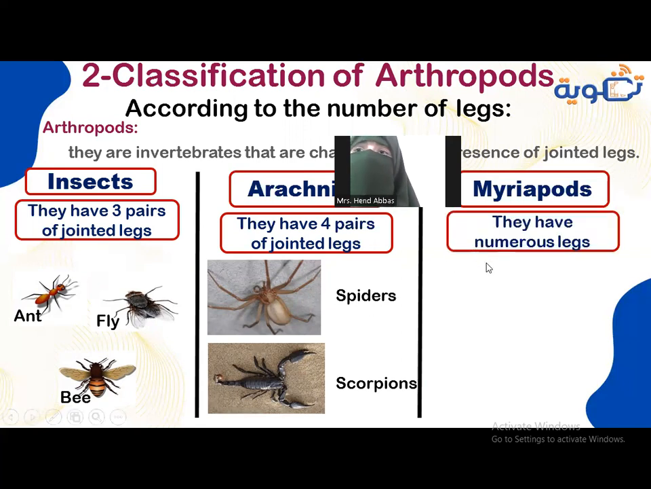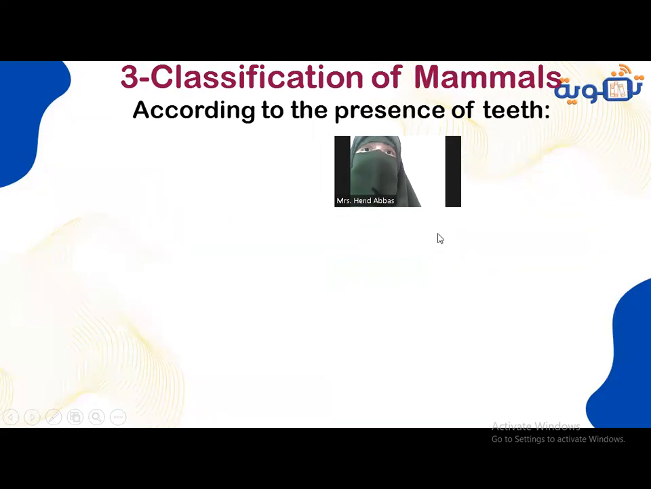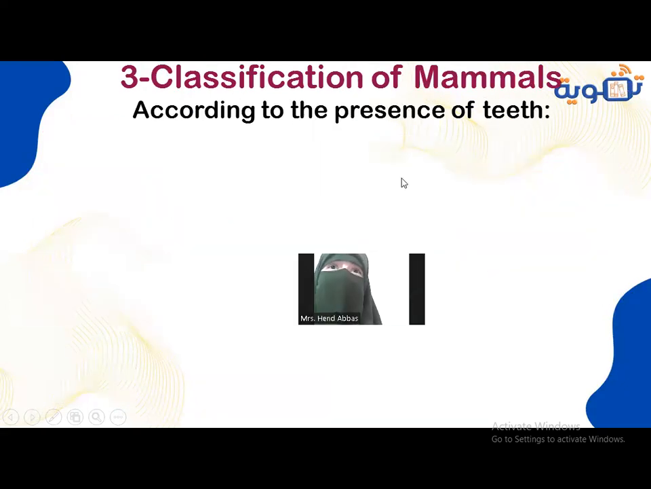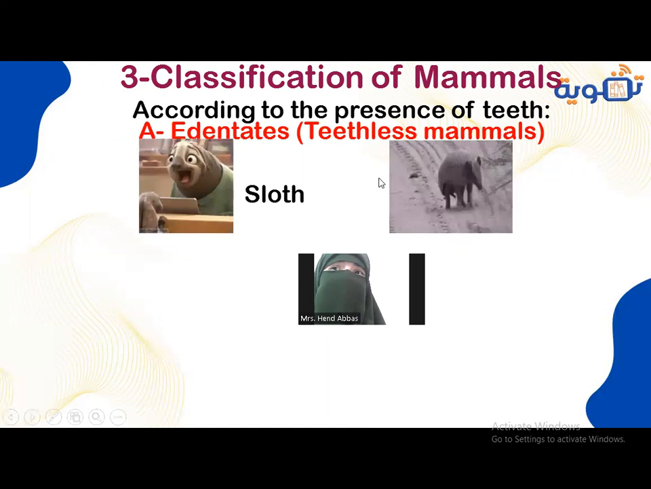Okay, what about the myriapods? They have numerous legs, like Scolopendra and Julius. Okay, according to the number of teeth, we divide the mammals into groups. There are some mammals that don't have any teeth. Yeah, so poor. Like what? Like sloth and armadillo. Sloth and armadillo don't have any teeth.